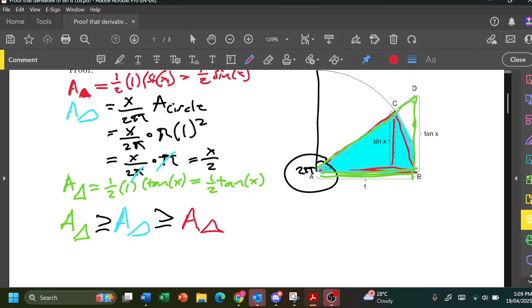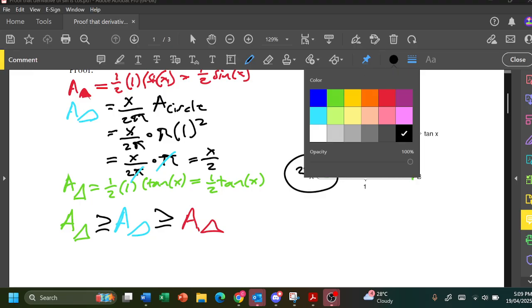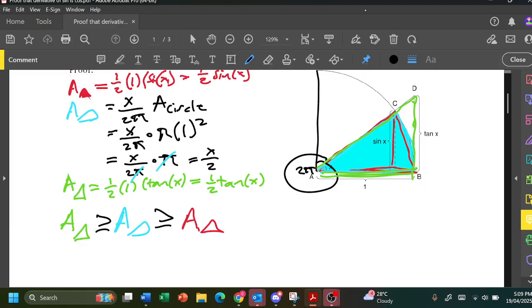So just consider what I'm saying here. The large green shape is clearly larger than the blue shape, because the blue shape is contained within the green shape, and also the red shape is contained within the blue shape. So we've got this hierarchy of sizes. So if I substitute in those areas, we get the area of the green shape is half tan x, and we know that's going to be greater than x over 2, and we know that's going to be greater than half sine x, just substituting in what we know these areas to be equal to.